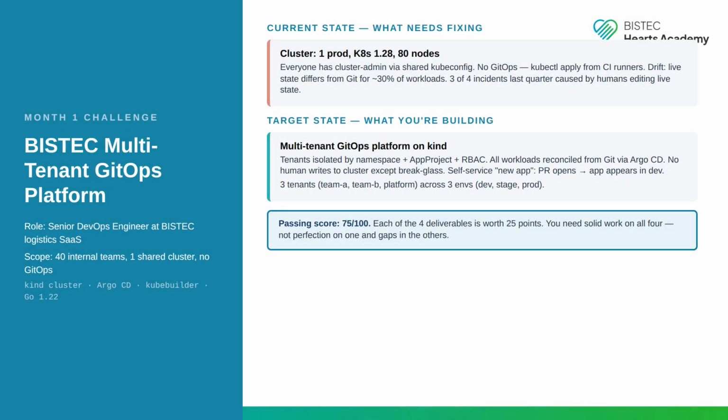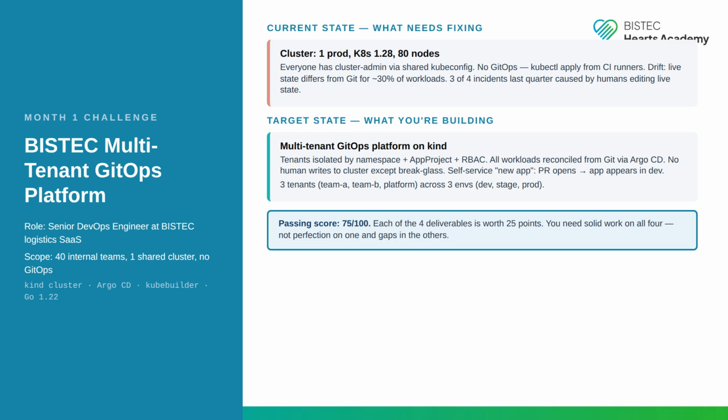The challenge ties everything from this session into a realistic production scenario. You are a senior DevOps engineer at Bistec, a logistics SaaS company. 40 internal teams share a single Kubernetes cluster running 128 workloads. Everyone has cluster admin access through a shared kubeconfig. There is no GitOps. CI runners apply manifests directly.